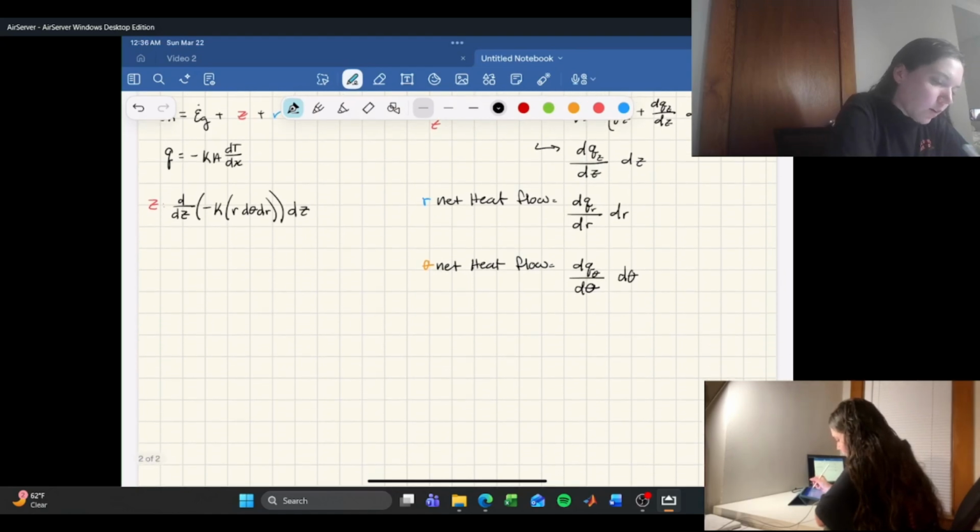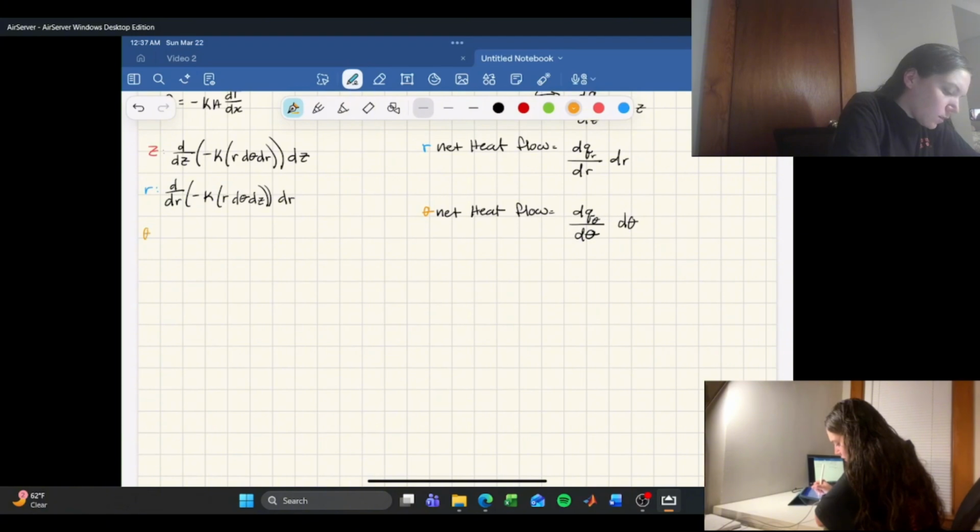And then in the r direction, this will simplify to d over dr times the negative thermal conductivity, and then the area in this direction is still the radius, but it's going to be multiplied by d theta times dz, and then this whole thing still multiplied by dr.